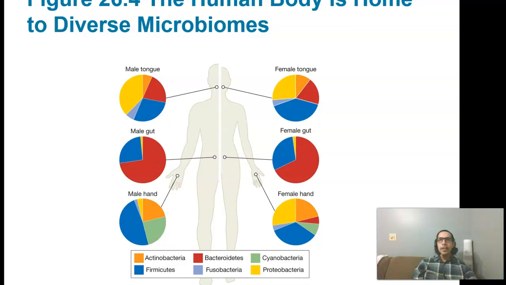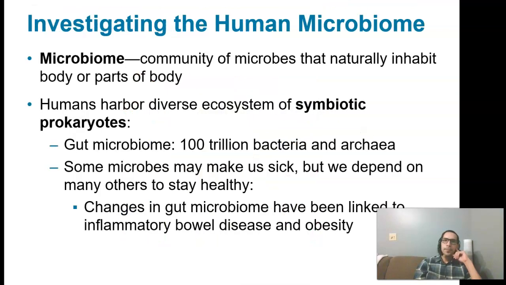Here you're looking at the human body, and there are different parts of the human body that serve as microbiomes. As you can see, the mouth is one, the gut is another. There's both male and female on both sides. So we have the mouth, the intestines, and also hands. Those all serve as microbiomes. A microbiome is a community of microbes that grow naturally in parts of the body.